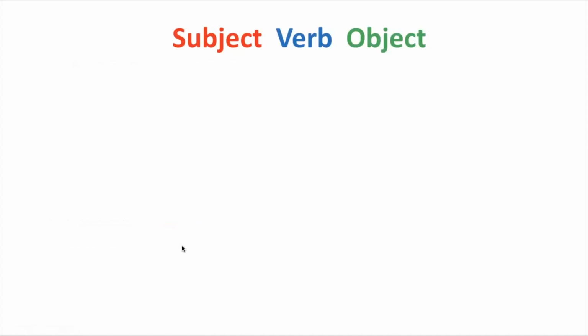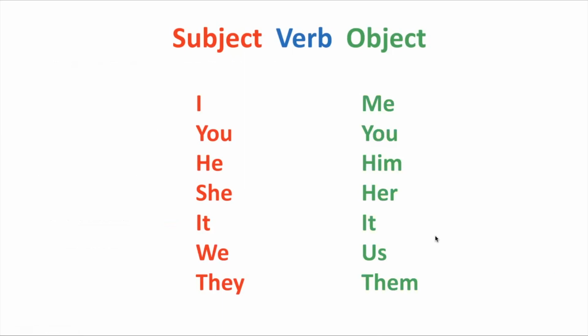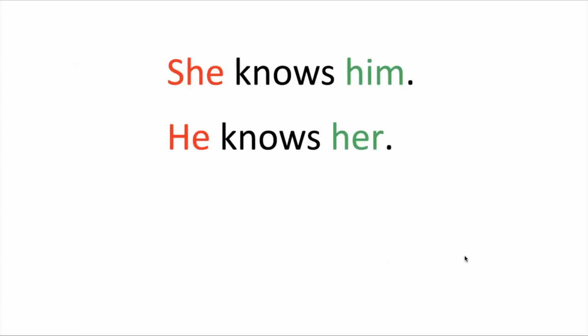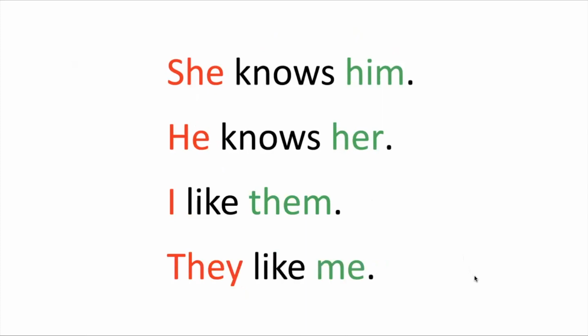We've looked at the pronouns we use instead of nouns in sentences. We use different sets of pronouns depending on whether it's the subject of the sentence or the object. So if it's a subject, we say I. If it's an object, we say me. She knows him, but he knows her. I like them, but they like me.